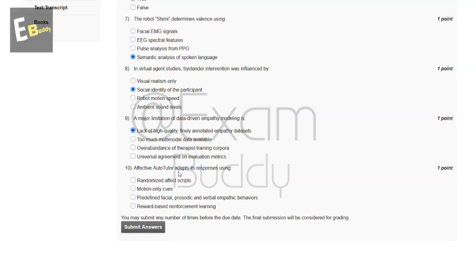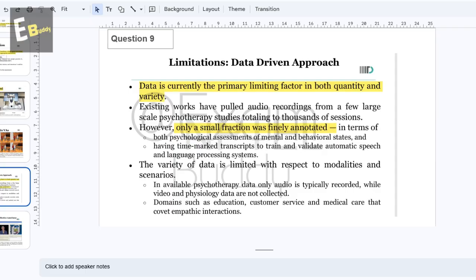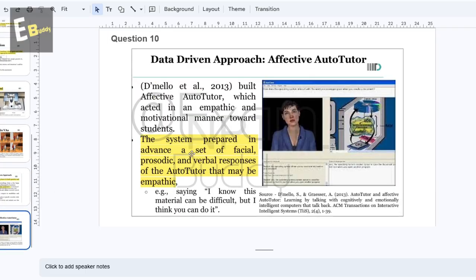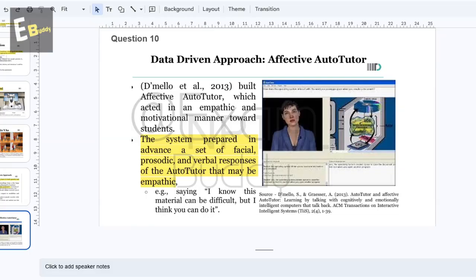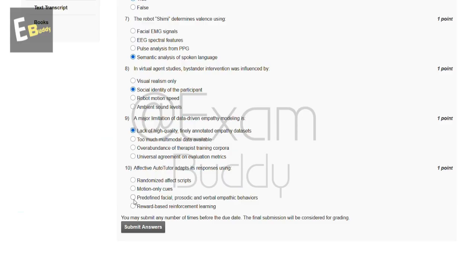Affective AutoTutor adapts its response using. So these are the options and now let's check the explanation. The explanation says the system prepared in advance a set of facial, prosodic and verbal responses of the AutoTutor that may be empathetic. So the answer of our 10th question is C. Now submit your answer.